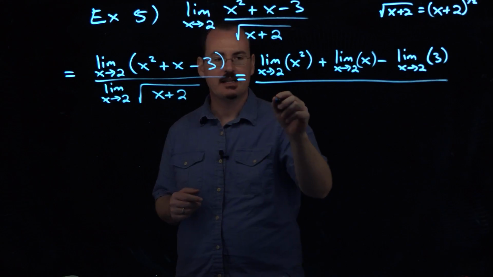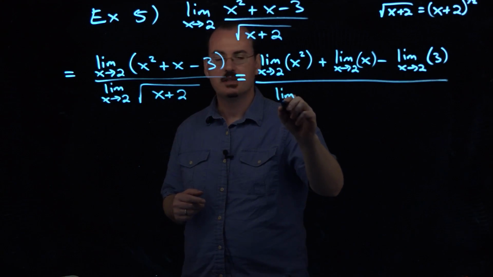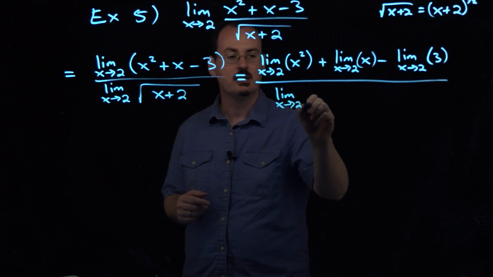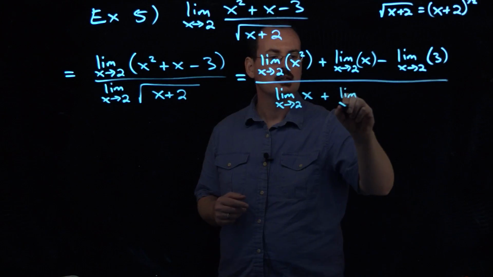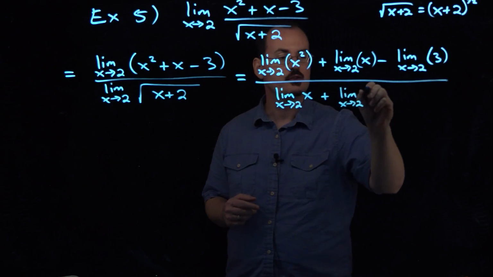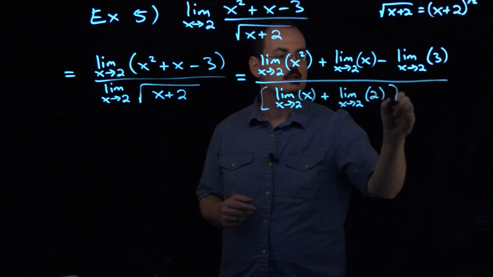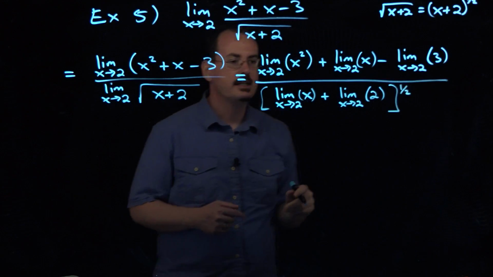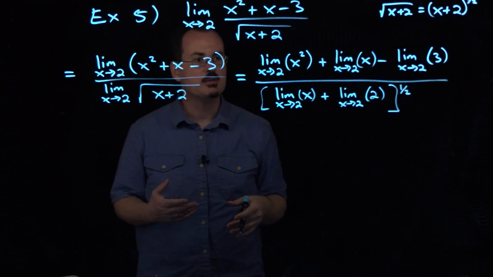So let's go ahead and write that as a fractional power so that we can use that other rule. Say this is the same as the limit as x approaches 2 of x plus the limit as x approaches 2 of 2. And then all of this is to the 1/2 power. So really, again, this is just showing what these rules are allowing us to do. We can now find all these limits individually.